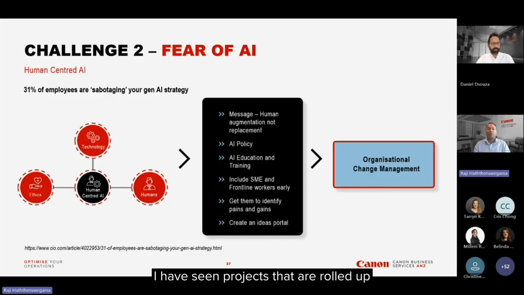I have seen projects that are rolled out but not adopted, and then there's been backlash against that. So I think it's really important to set that message up front.